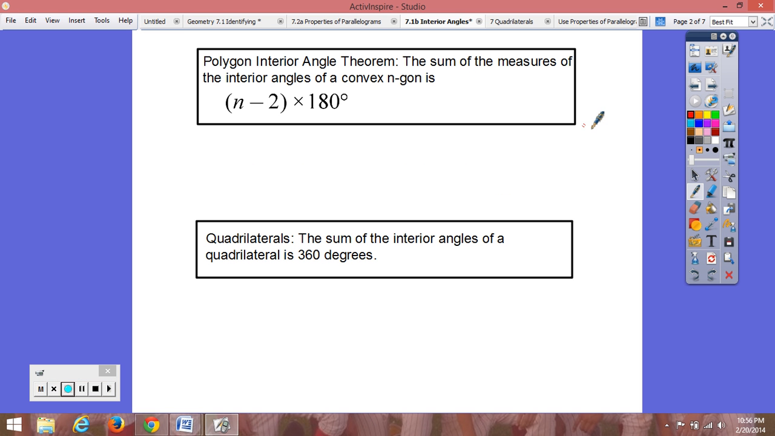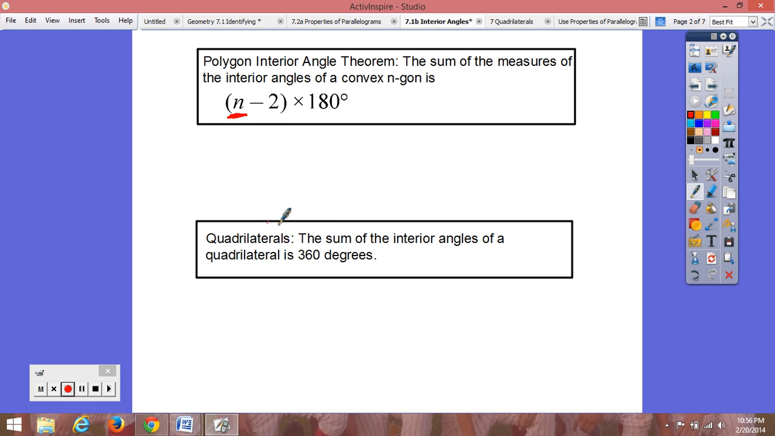So we'll begin with the interior angle theorem for polygons. The sum of the measures of the interior angles of a convex n-gon is (n minus 2) times 180 degrees, and here n is our number of sides, right? That's what an n-gon means. So the number of sides minus 2 times 180 degrees.